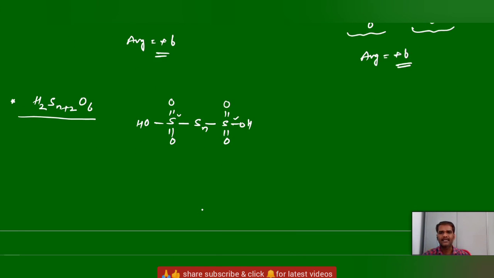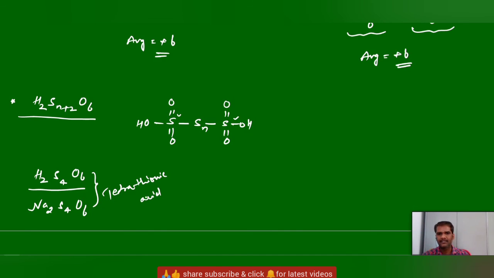But in polythionic acid, one important acid is H2S4O6. We will get this frequently, or its salt, Na2S4O6, sodium tetrathionate or tetrathionic acid. This is called tetrathionic acid. In place of poly we have 4 sulfur atoms, so tetrathionic acid or sodium tetrathionate, its corresponding salt. What is the structure of tetrathionic acid? This is the one. Again, the tetrathionic acid structure is very important.